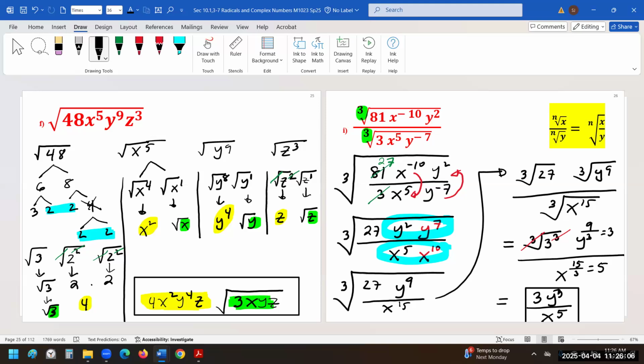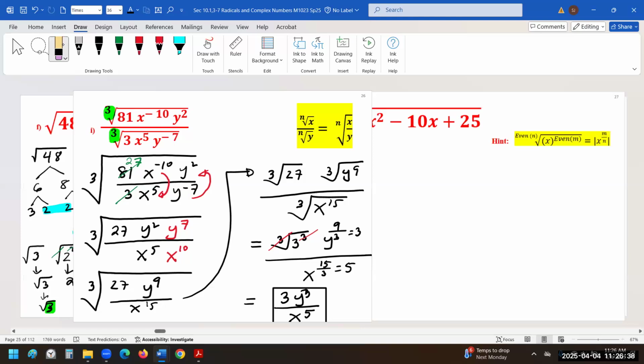So y squared was already given positive, so we have a y squared. But the denominator is a negative. That means we need to bring the denominator y into the numerator, so it becomes positive 7 instead of negative 7. Let me show you so you can see. Whatever switched the position, I wrote with red so you can see they didn't belong there at the beginning, but we put them there at the end.